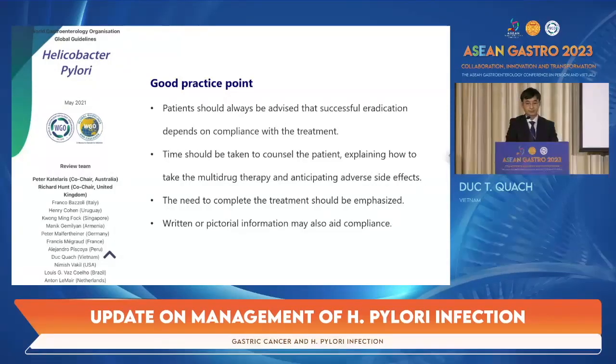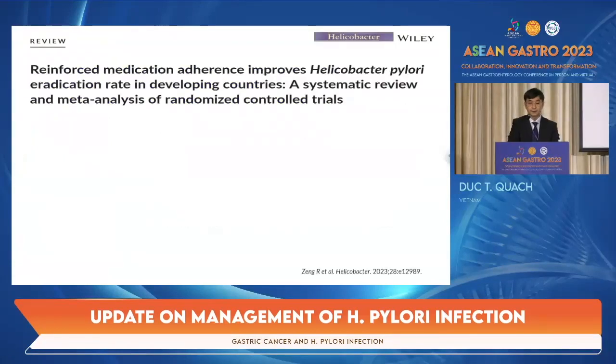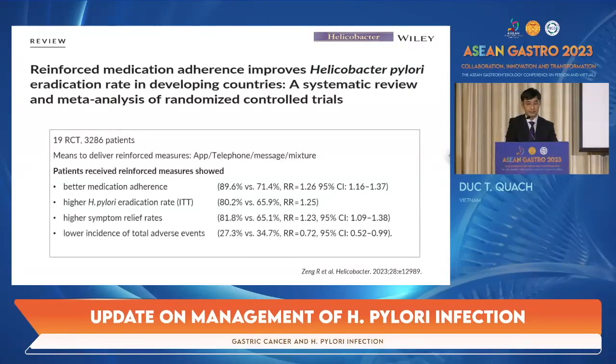So this is based on key opinion leaders, but recently we have a meta-analysis of randomized controlled trials with very strong evidence to show that. In this study published early this year in Helicobacter pylori, there were nearly 20 RCTs with more than 3,000 patients. And this slide shows that patients receive reinforced measures, including via app or telephone or message, or we can combine that kind of information.